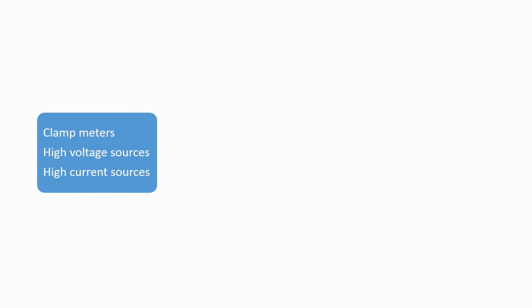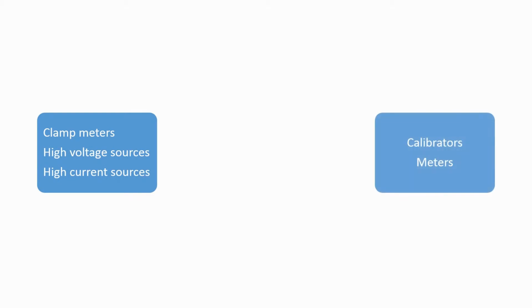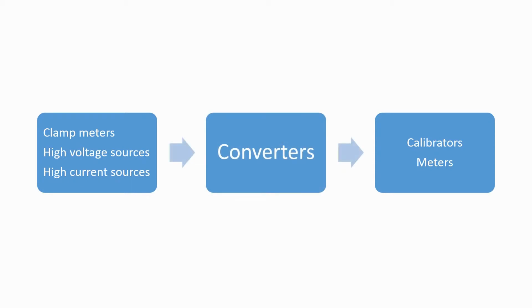The motivation behind converters and switches is that not every meter or source can be calibrated directly using only the standard. For example, clamp meters. There are no calibrators designed specifically for them, so you usually use a current source and a coil, which is a perfect example of a converter.